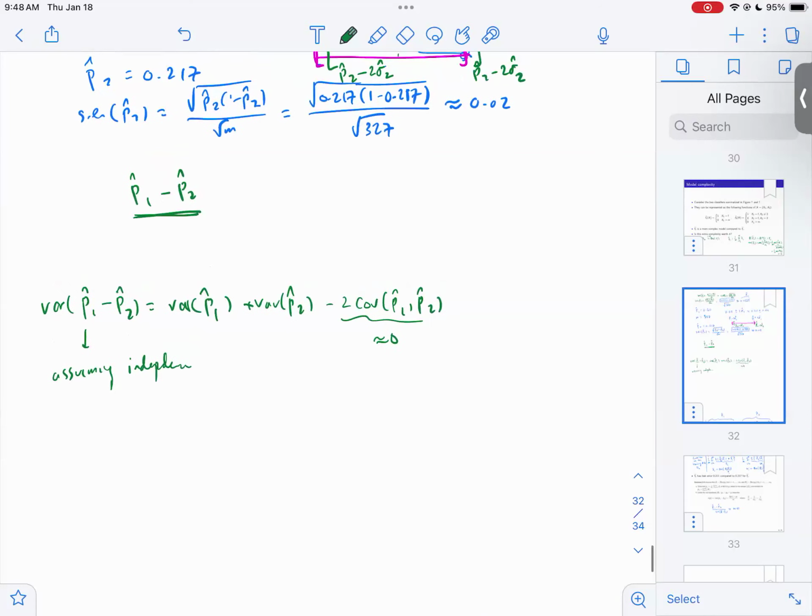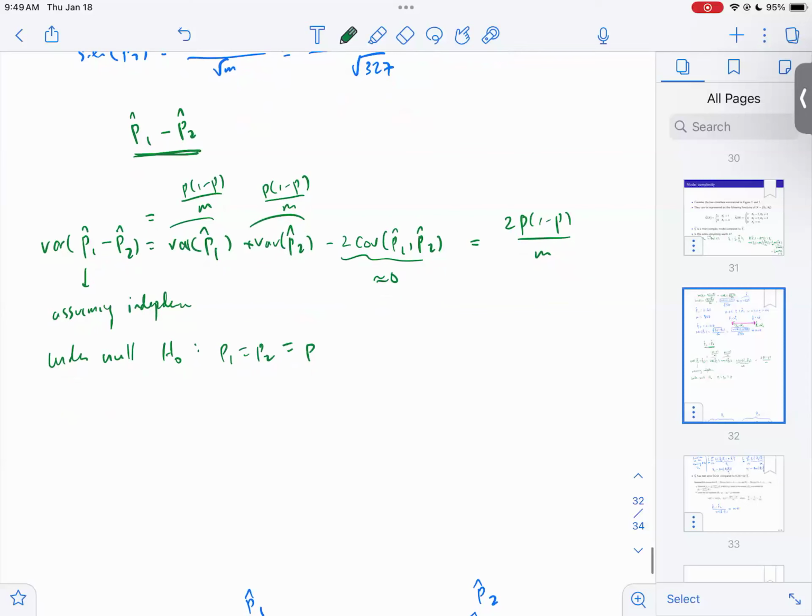If that's the case, then under the null, you're going to assume that P1 is equal to P2 is equal to P. Then the variance of this would be P times (1 minus P) over M, and the variance of the other would be P times (1 minus P) over M. So this whole thing would be 2P(1 minus P) over M. So the standard deviation would be the root of this. The standard error would be an approximation.